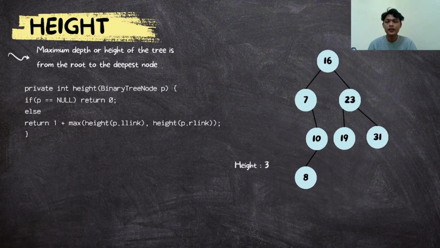And next is the height. Height is the maximum depth or height of the tree, from the root to the deepest node. If you look closely at this tree, the left subtree has 3 levels. However, the right subtree only has 2. Even though the right subtree only has 2, the height of this binary tree is still 3. We select the deepest level that you can reach from this binary tree. So in this tree, the height is 3.